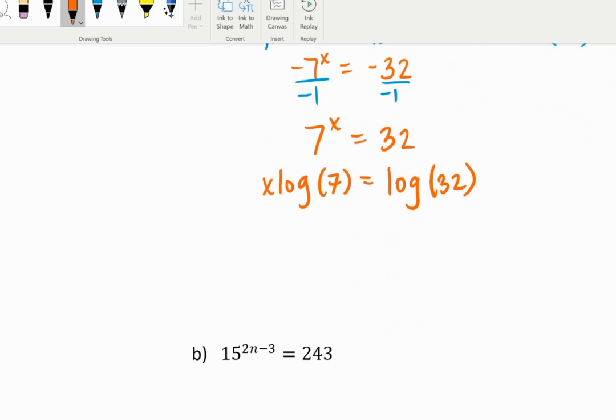And we'll divide both sides by log of 7. And that'll be our final answer. So after we get the term with the x by itself, we can just follow the same procedure as before. So it's the log of 32 divided by the log of 7. And we'll get 1.7810.